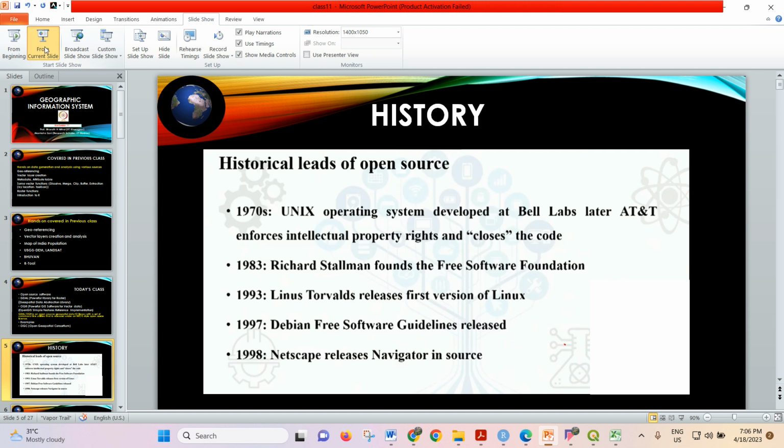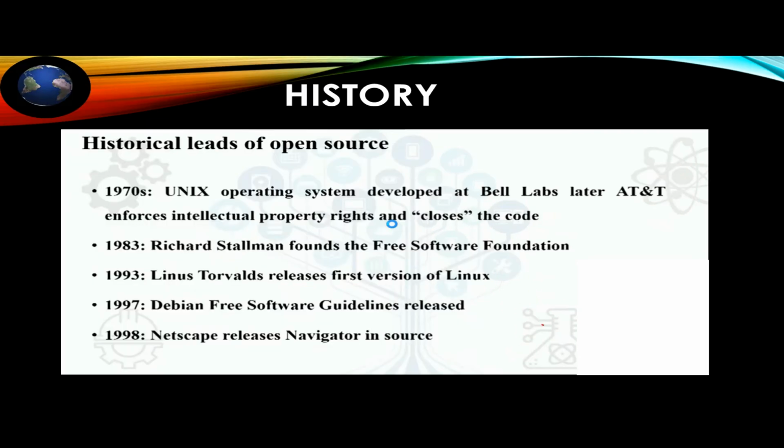So I was telling you the history behind open source software. In general, it started from Unix, in the 1970s, an operating system developed at Bell Labs. Later, intellectual property rights came in and they closed the code rights. Open source means you are aware of the physics behind it, of what course it is taking, which software is working well, or you are open to explore that software without any license, without any payment.